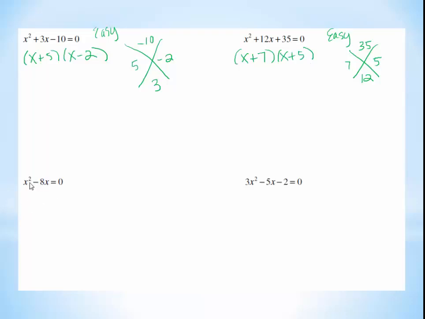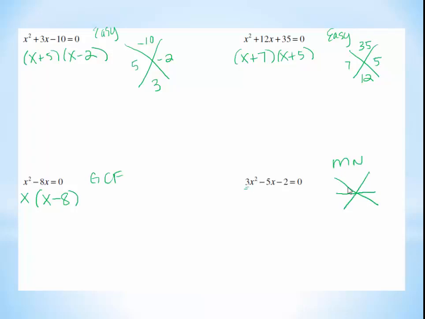Okay, this is a binomial. So if it's a binomial, you can't do that little star or the cross method. So we're going to look for GCF. I can pull an x out, and that will leave me with x minus 8. Ooh, see this number out in front? That's a magic number problem.